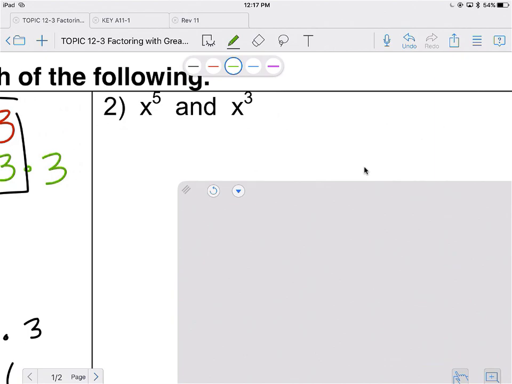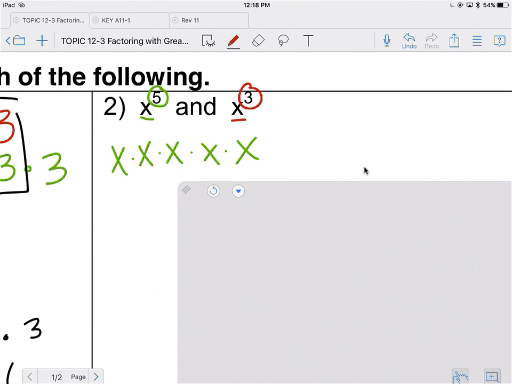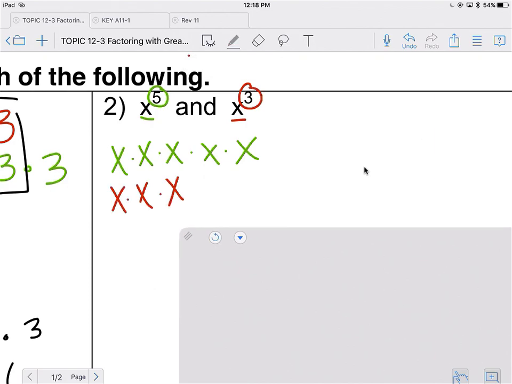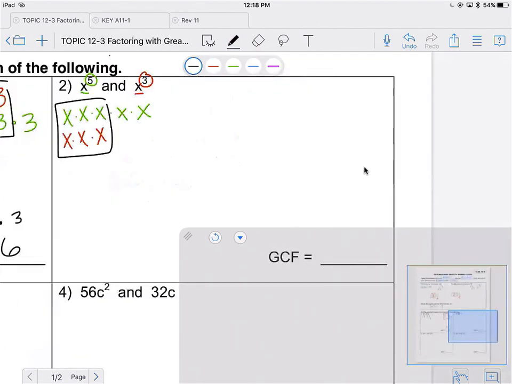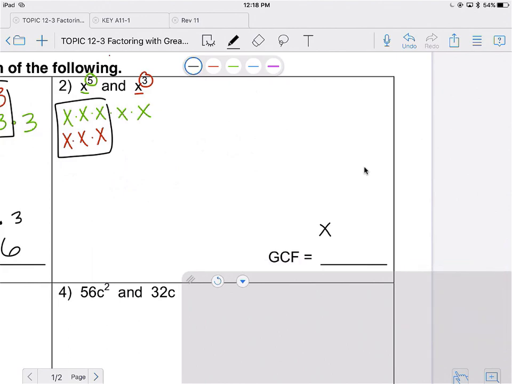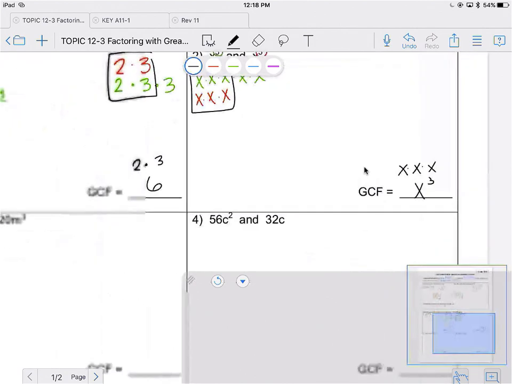Now when dealing with exponents, we know x to the 5th is x times x times x times x times x. And then x cubed is x that many times. Again, if you line them up this way, we can easily see what they have in common. They have x times x times x, which is x cubed, in common. That's x times itself 3 times in common.